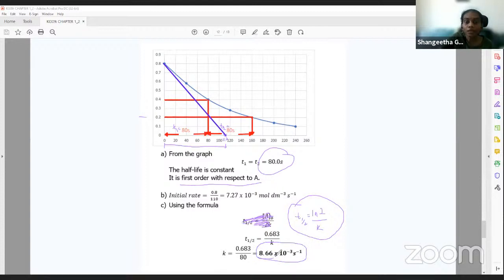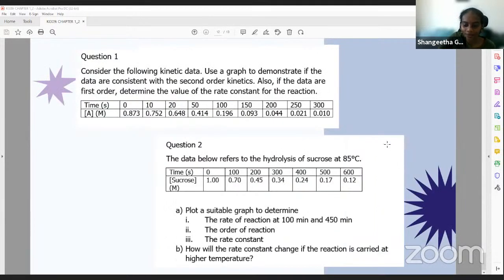Okay, so quite easy if you understand and remember whatever that you have learned so far. Okay, now moving on. All right, so let's look at these two questions.